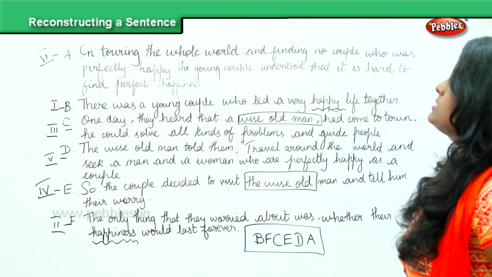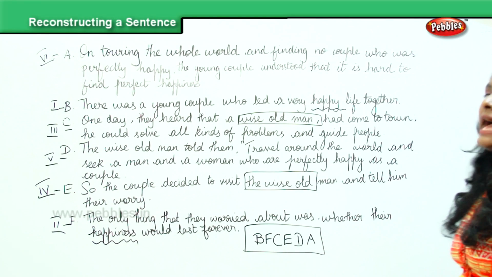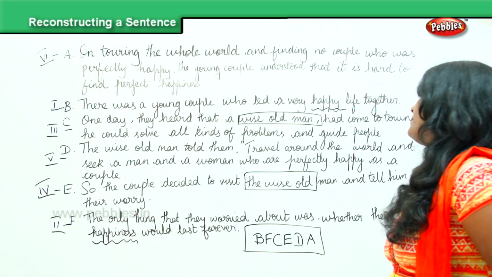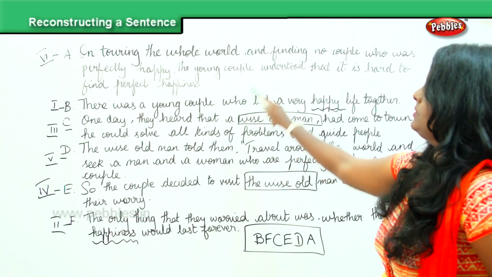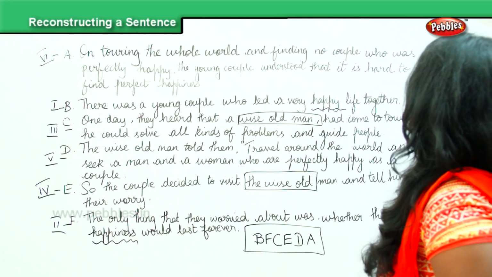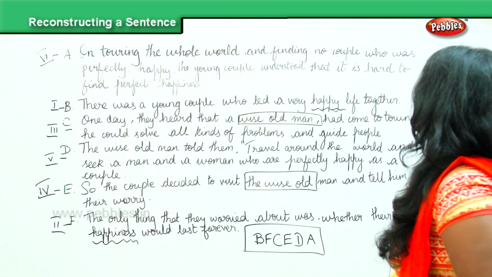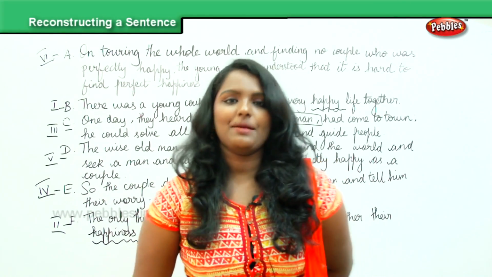The wise old man told them, travel around the world and seek a man and a woman who are perfectly happy as a couple. On touring the whole world and finding no couple who was perfectly happy, the young couple understood that it is hard to find perfect happiness.